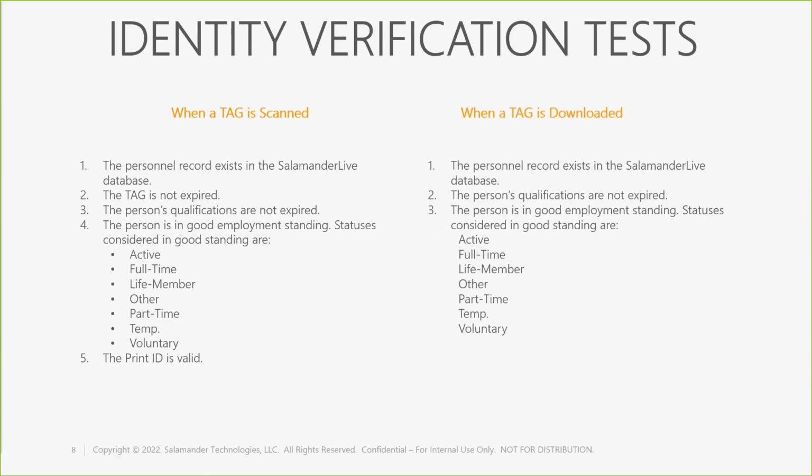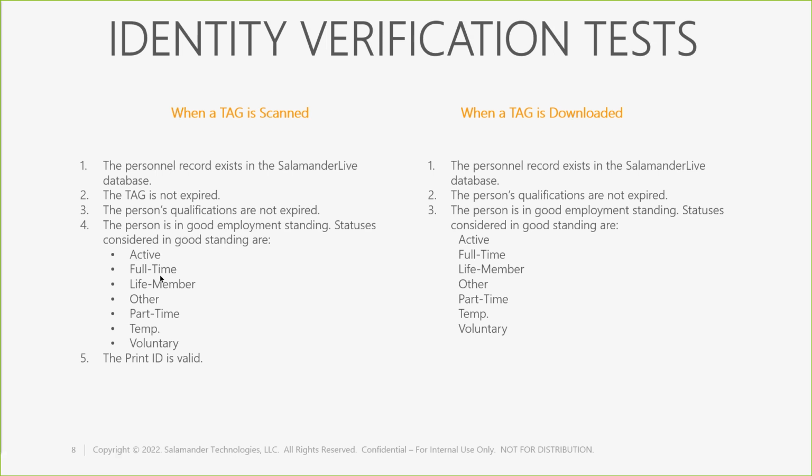With Salamander Identity Verification turned on in the track app, every time you scan a tag or download a person using the track app, the system is going to complete 3 to 5 checks, depending on whether the credential was scanned or downloaded. When a tag is scanned, it completes 5 checks. It checks whether their record exists within Salamander Live, if the credential is expired, if any of their qualifications have expired, whether they are in good employment standing, and you'll see the list here for what is considered good standing. And last, whether the ID you scanned was the latest credential that was printed.